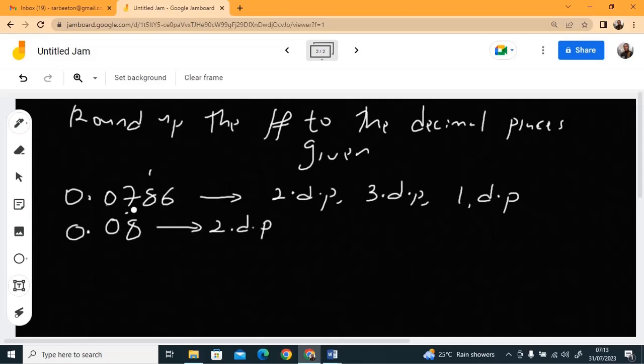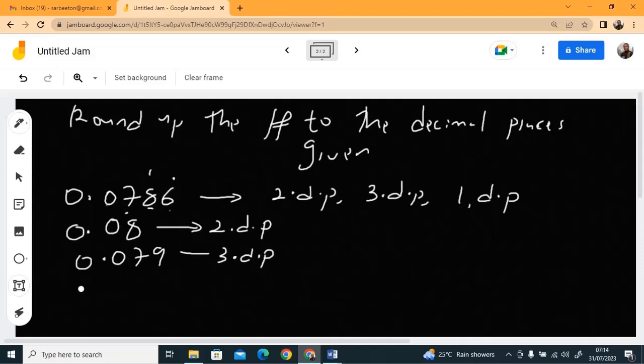If it's 3 decimal places, you know what it will be? This will be 1, 2, 3. You stop here. You check the next number. Is it up to 5? Yes, it's up to 5. You make it 1. You add it to this 8, making 9. So to 3 decimal places, that is 0.079. So this is 3 decimal places.